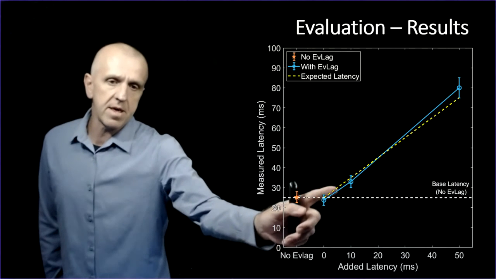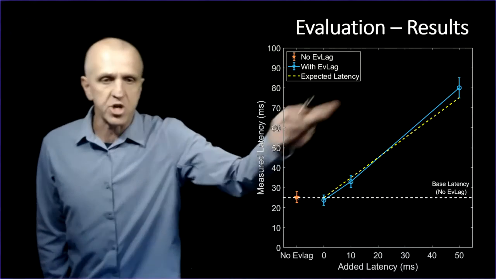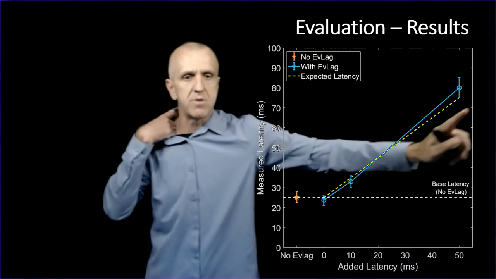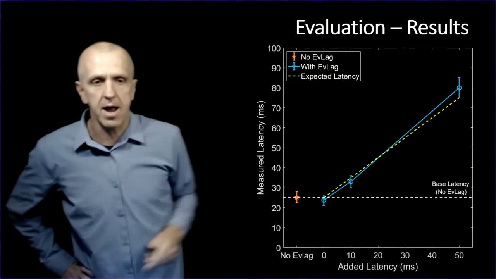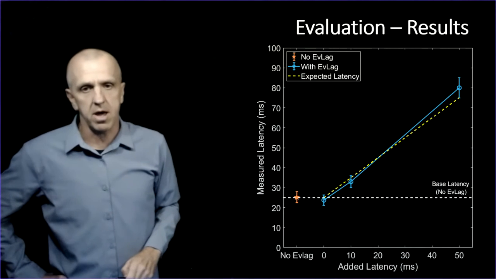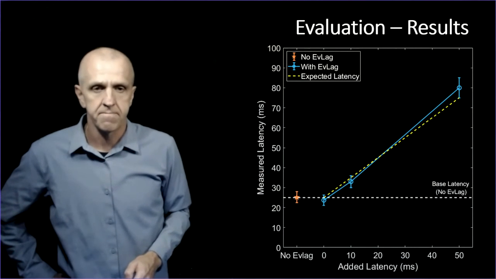Then this point is 10 milliseconds of added latency with EvLag. That point is 50, again shown with a mean and confidence interval, where that yellow dashed line is how much I might expect to observe. You can see that those points follow that line pretty well, within the confidence interval. It suggests that EvLag is doing a good job of controlling the latency that I want to add to the input events.